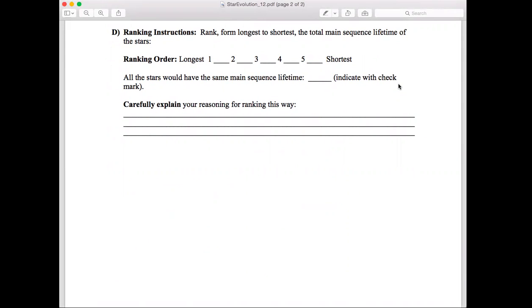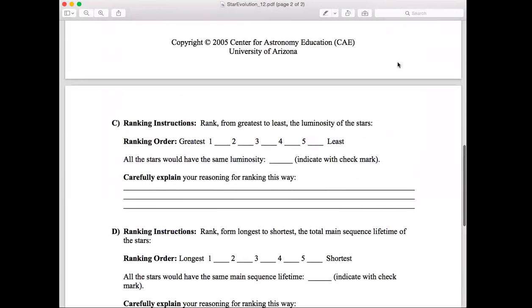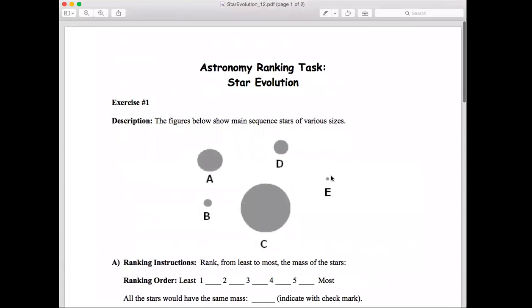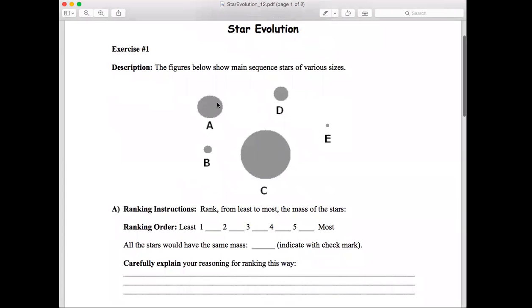Rank from longest to shortest. I would say it's going to be E, B, D, A, C. So who lives the longest? The lowest mass stars, E, right? Yeah. Very good. So on the main sequence, because this is all related to the main sequence, you know that those smallest stars can live even trillions of years, so more than the current age of the universe. Exactly. Okay, that's very good.